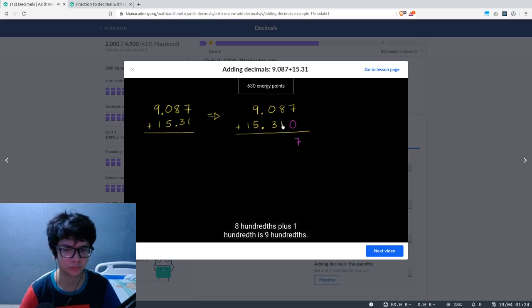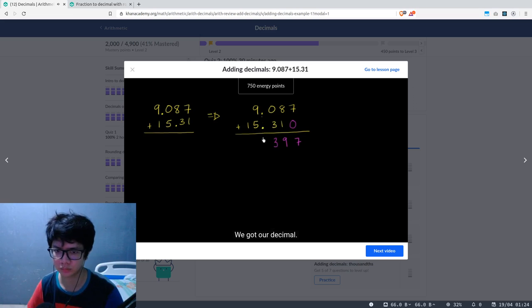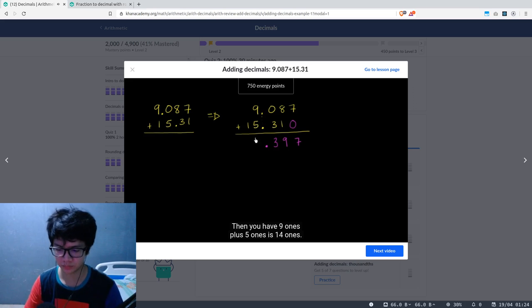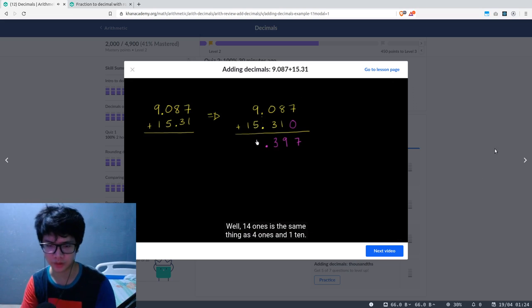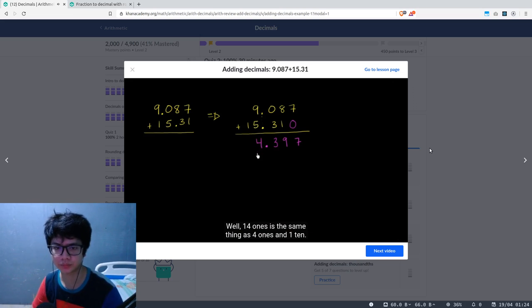8 hundredths plus 1 hundredth is 9 hundredths. 0 tenths plus 3 tenths is 3 tenths. We got our decimal. Then you have 9 ones plus 5 ones is 14 ones. Well, 14 ones is the same thing as 4 ones and 1 ten. So we'll carry that 1 right over there. This is just 1 ten plus 4 ones is 14. And so then finally you have 1 ten plus another 1 ten is 2 tens.